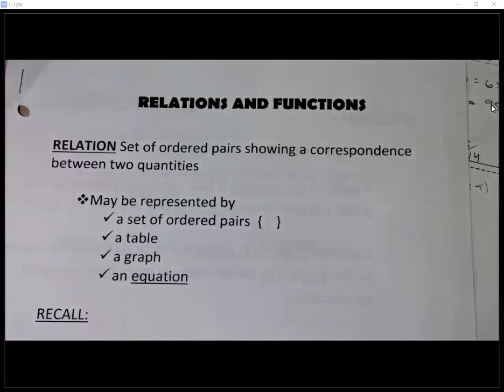Okay, so let's take a look at this thing that I just gave you. We have relations and functions that we're talking about today. I know that you know what these are, at least I hope.